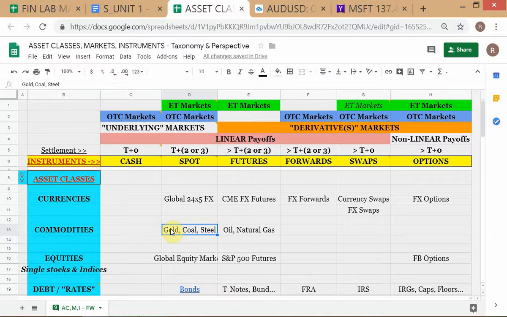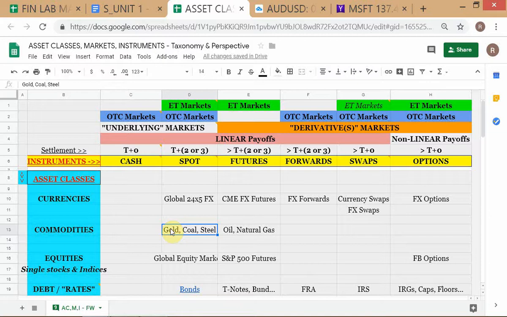So what do I mean by the markets part of the framework? You know what I'm referring to as asset classes and instruments. Now where do the markets come in? This is where the markets come in, at the intersection of the asset class and the instrument. At the intersection of those are the markets. So imagine here, because there's not enough space, I can only write 3 markets: gold, coal, and steel. But imagine that this cell was massive and I could write all the spot commodity markets in the world.